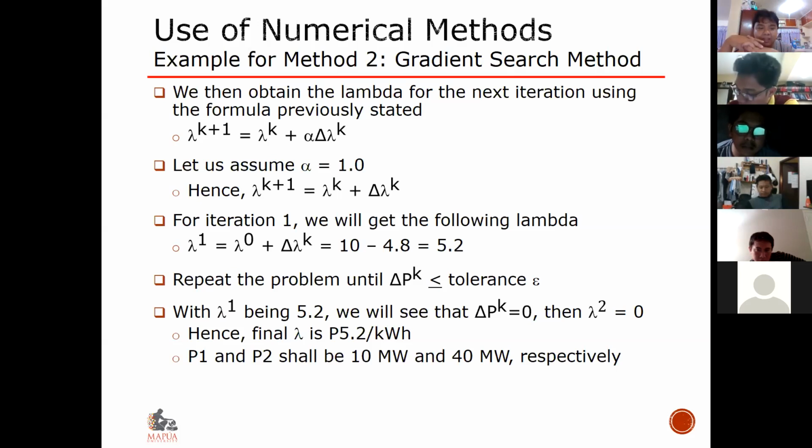Okay? Now for iteration 1, ito mas madali. 10 yung lambda mo minus yung delta lambda k, which is let's assume na 1 muna. 10 minus 4.8, 5.2. O pagka sinold mo uli yung 5.2 sa next iteration, 0 na agad, eksakto agad. So 5.2 agad yung solution. So mas mabilis, no? Si gradient search in this aspect.